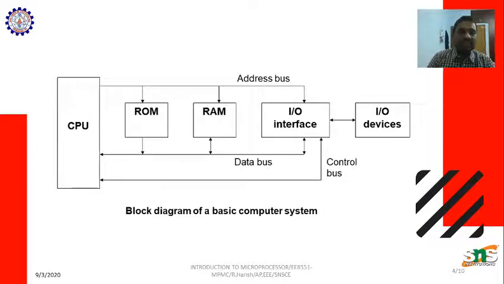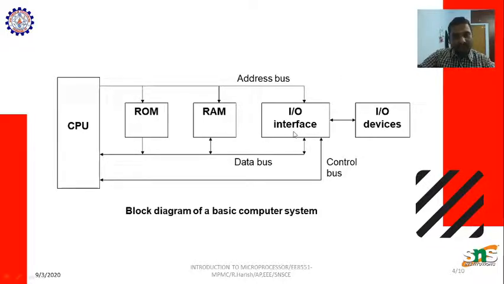This is the basic block diagram of a computer system, where the computer CPU consists of RAM, ROM, input output interface, and input output devices. These are connected with the central processing unit. What is meant by CPU? The central processing unit. That is the main processor running the RAM, ROM, input output interface, and input output devices. RAM is random access memory. ROM means read only memory.